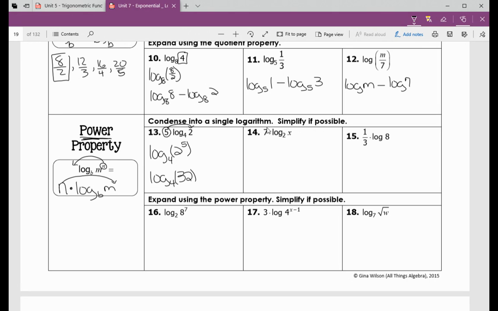On number 14, I'm going to take 7 and move it up as my exponent. So I get log base 2 of x to the 7th power. I can't simplify that, so it just stays x to the 7th power. Now, put a star by number 15 because we do have a fractional multiplier, and that causes some issues.